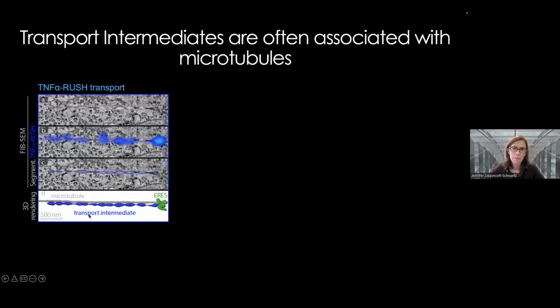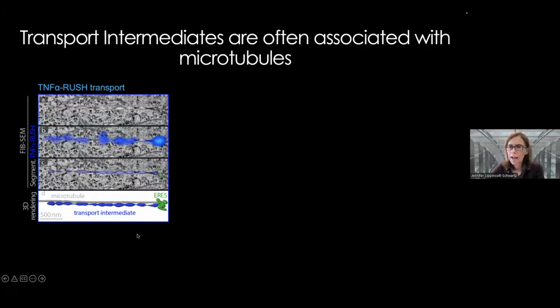When we do our full 3D reconstruction, we see it connects to an ER exit site. This is the same image that I just showed in the movie. This transport intermediate connects to an ER exit site, and it's aligned along a microtubule. We can see all of this from this data set.